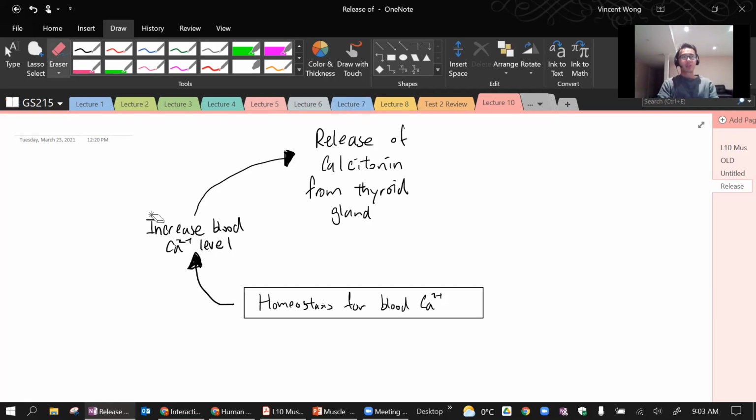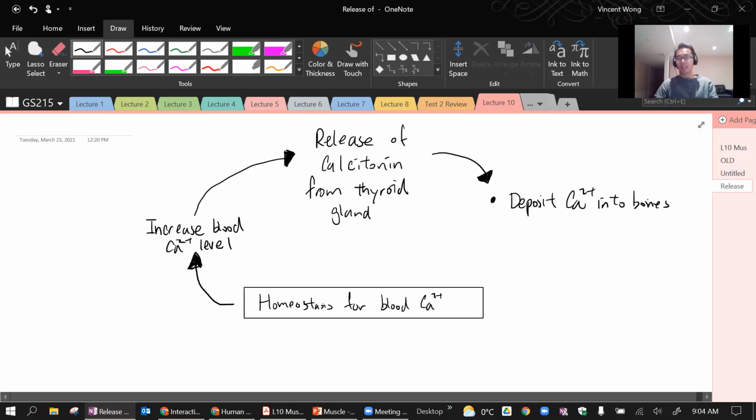Okay, so in response to an increase in blood calcium level, your thyroid gland will release calcitonin, which is a hormone. So what will calcitonin do? How is calcitonin going to bring the calcium level back down? A couple of things it can do. Okay, so number one, it's going to deposit calcium ions into bones, right? What's a better place to put it than the bone? Right, so you're going to put all these extra calcium in the bones.